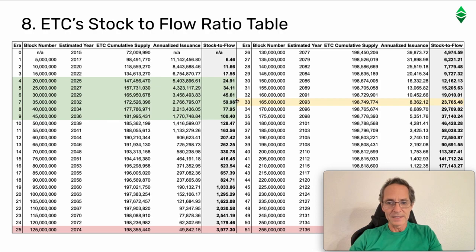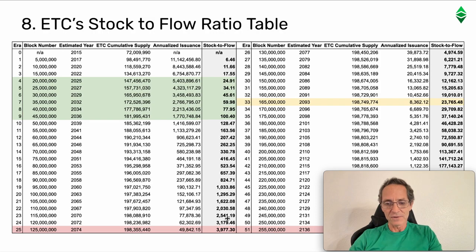Then it's going to be similar to gold at 59.98. Gold is 62, like we said. By block 35 million, which is era 7. This is the year 2032, approximately. And by the year 2036, approximately, the stock to flow ratio is going to be 100, which is similar to real estate.